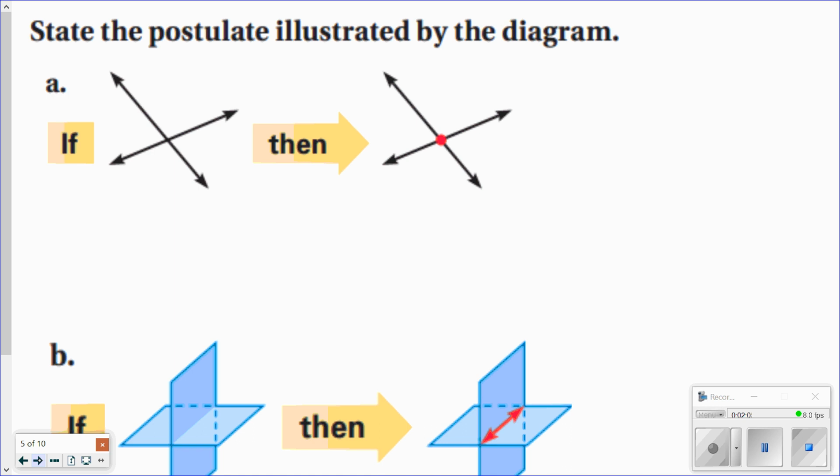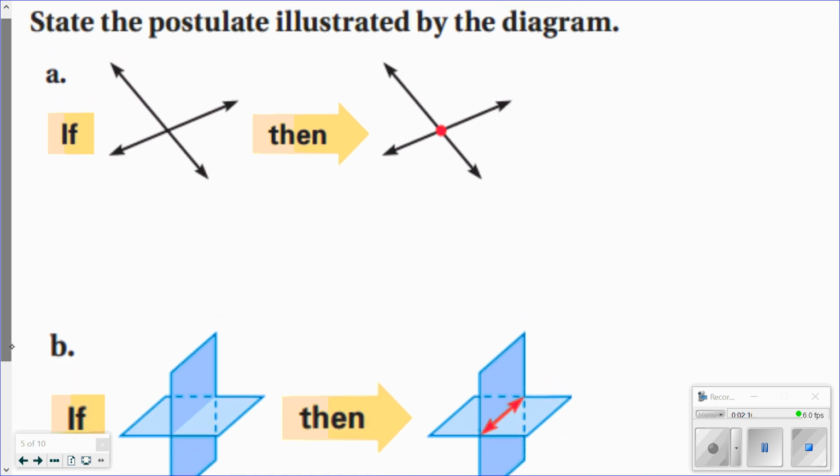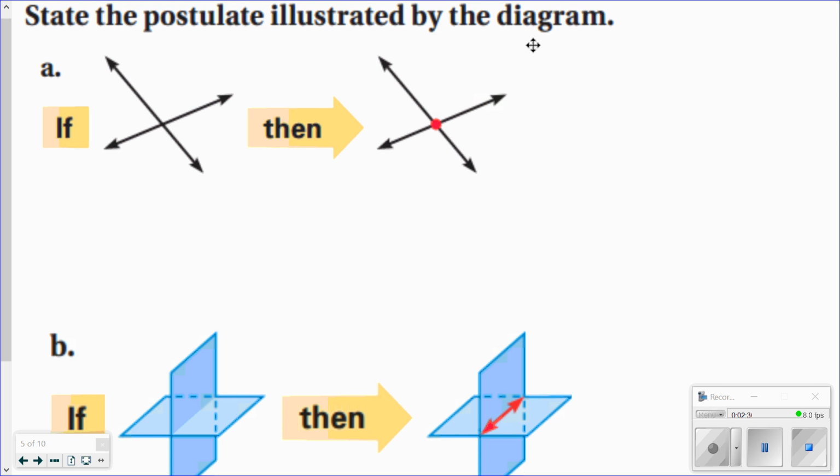All right, so here's our first example. I want to state what postulate is illustrated by the diagram. So let's look at A. It looks like we have 2 lines, and we have a dot in between the 2 lines. Looking back at your postulates, which postulate is illustrated here? Well, the correct answer is postulate 7, and you don't need to know what it's called.